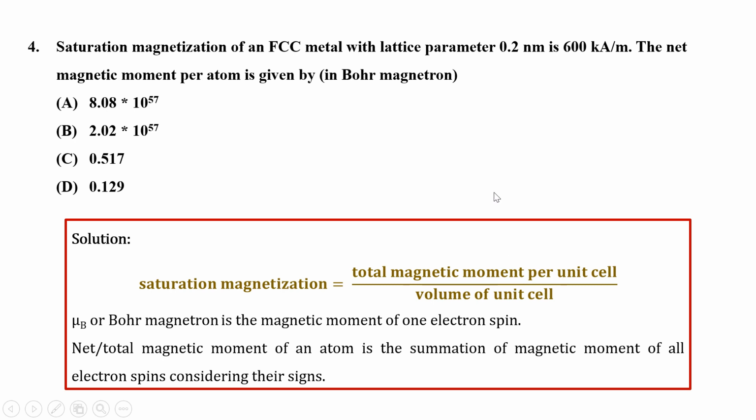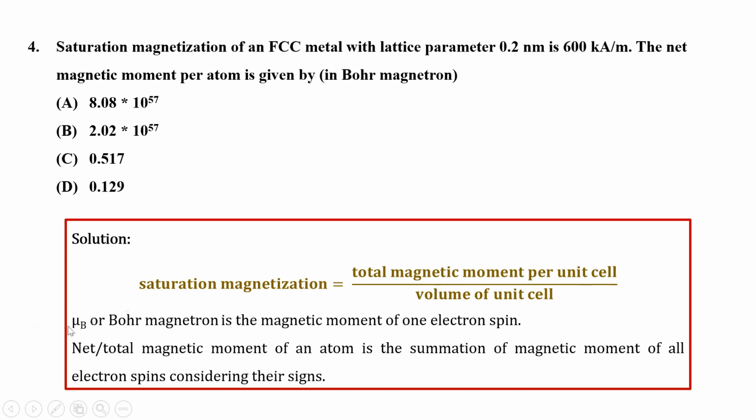If we have, for example, a single cubic, or if FCC is given, therefore if we know the value of a, we can calculate the volume of the unit cell as a cubed. Next is the total magnetic moment per unit cell. We know that in a unit cell many atoms will be there, and each of these atoms will have a magnetic moment associated with them.